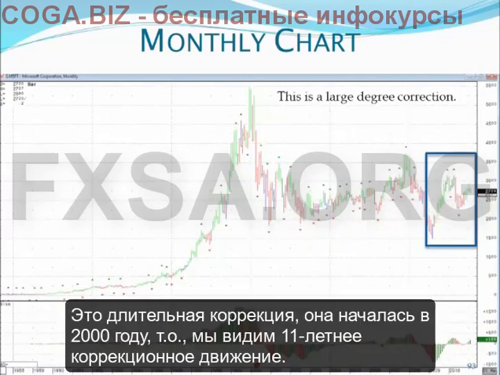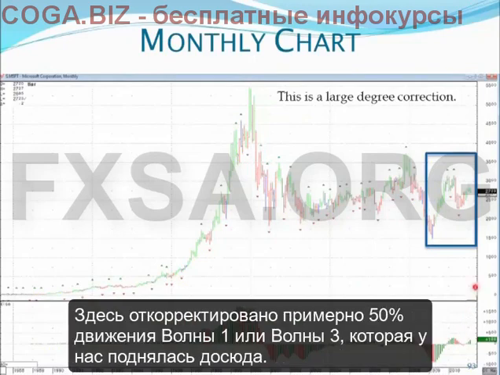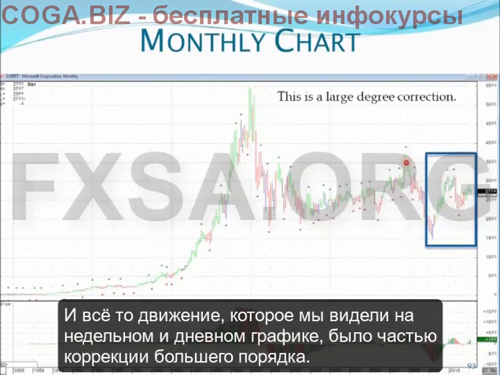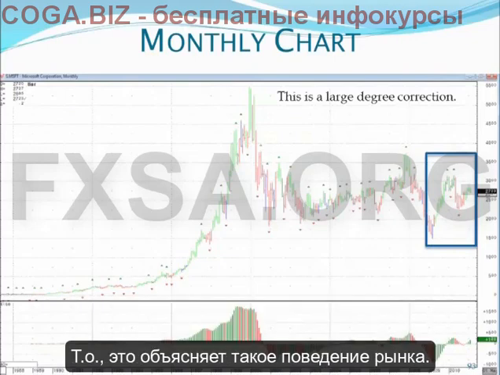This correction started back in 2000, so we have seen 11 years of a corrective move. It has retraced about 50% of the wave 1 or the wave 3 that we have coming up here, and the entire move we've been seeing on the weekly and the daily chart has all been a larger degree correction, so it can explain that type of behavior.